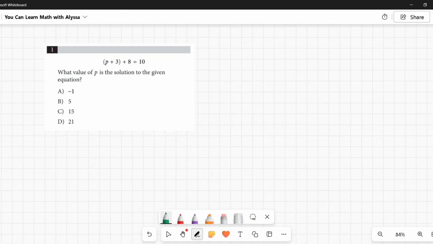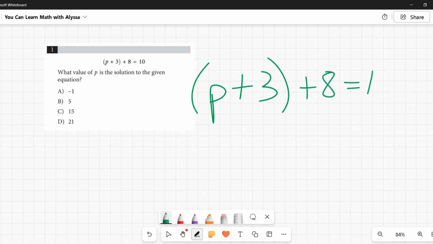Number 1, (p + 3) + 8 = 10. What value of p is the solution to the given equation? Okay, whenever we're solving algebraic expressions, we're trying to undo what's been done to our variable. In this case, our variable we're solving for is p. So what has been done to our variable? 3 was added to it, and then 8 was added to it, and we arrived at 10.